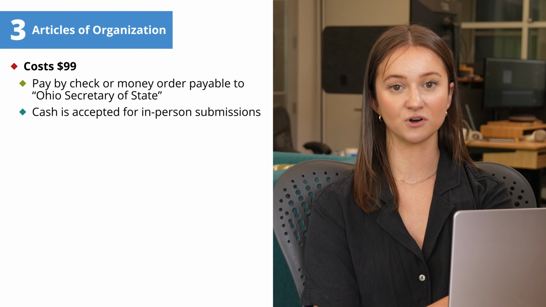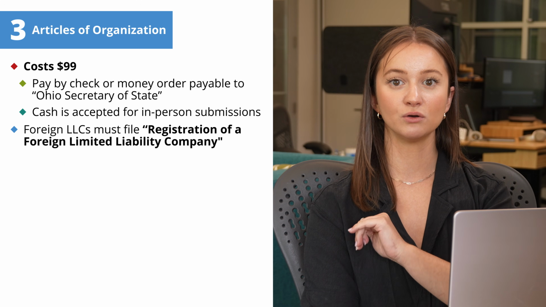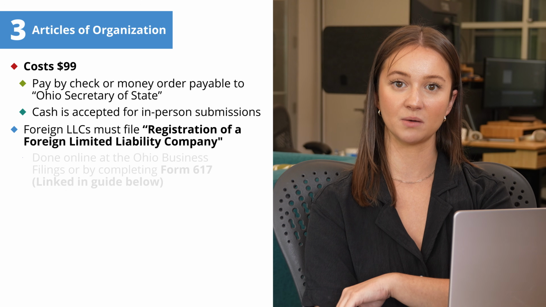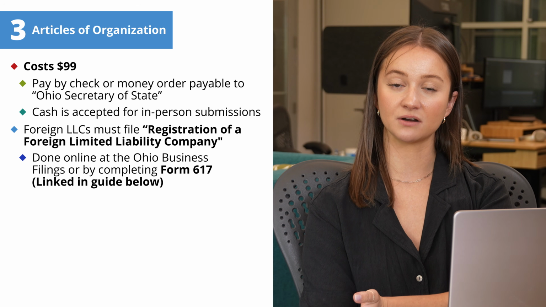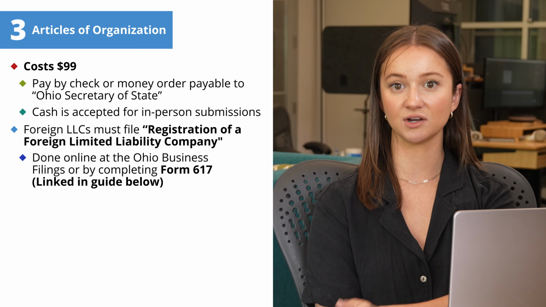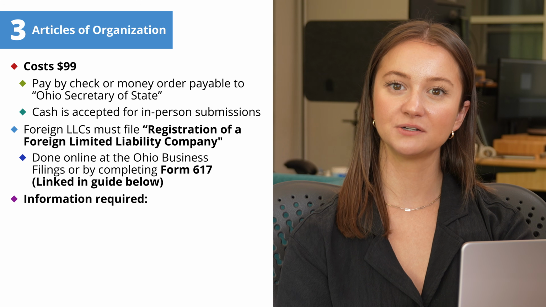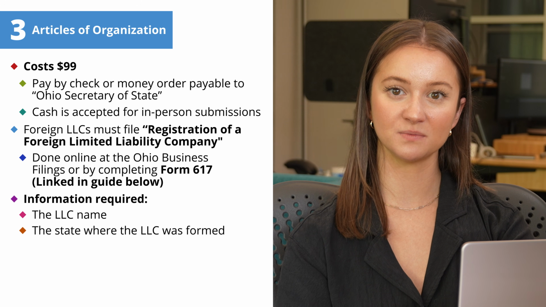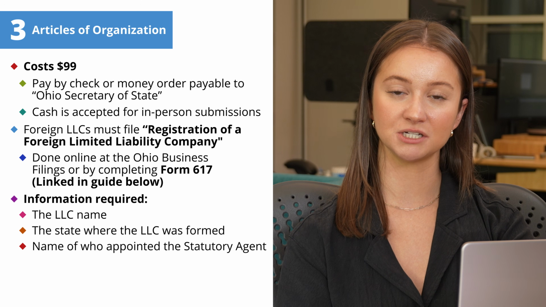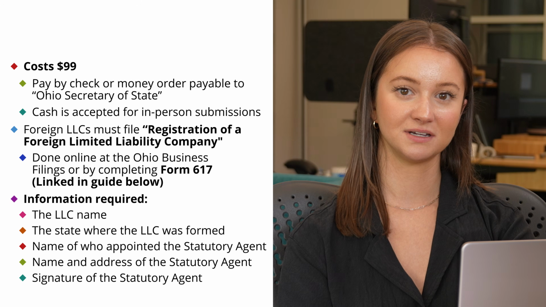If your LLC was formed in another state but wants to do business in Ohio, you'll have to file registration of a foreign limited liability company. This can be done online at Ohio Business Filings or by downloading and completing Form 617 from the Secretary of State's forms page. The information required will include the name and state where the LLC was formed, the person appointing the statutory agent, and the name, address, and consent of the statutory agent.